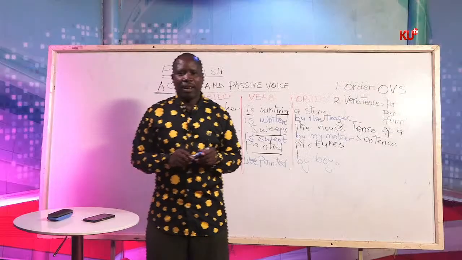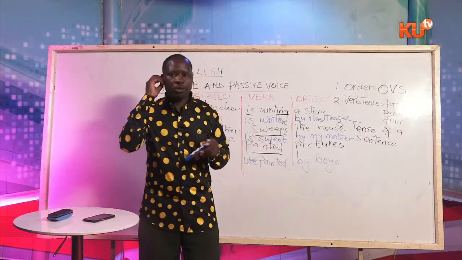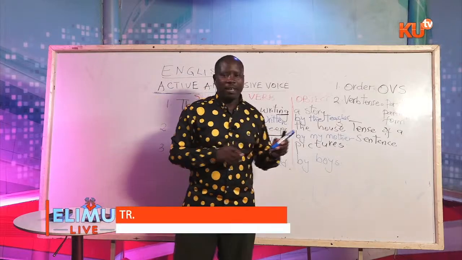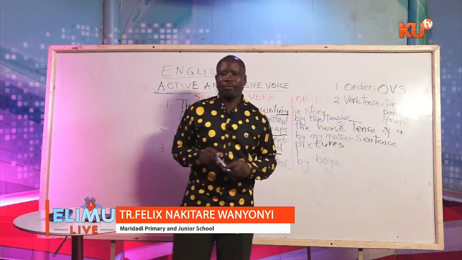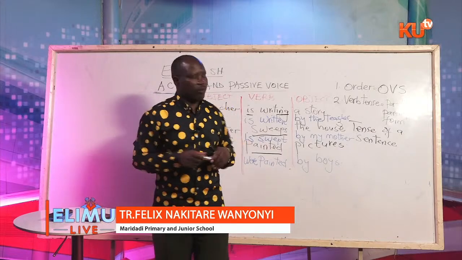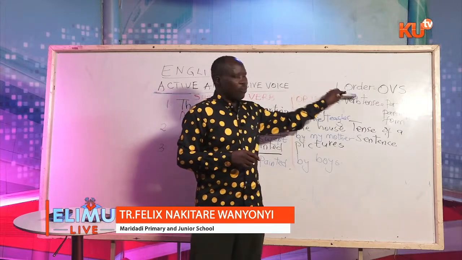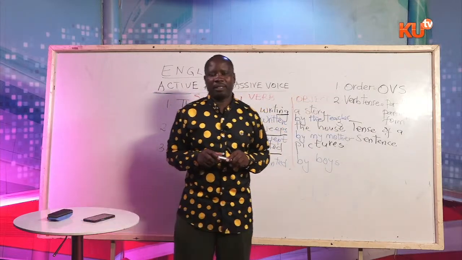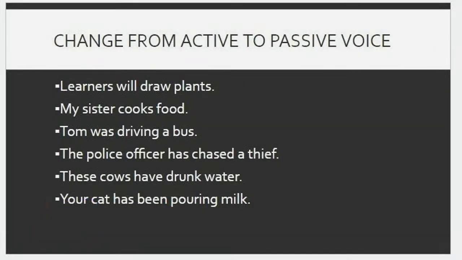Now with that, we have some questions that I want us to go through for assignment. We put into consideration the tenses, how the tenses change. We go through them quickly within 3 minutes, then we finish and finalize. Number 1, learners will draw plans. For each question, I'll give just 5 seconds. Learners will draw plans.